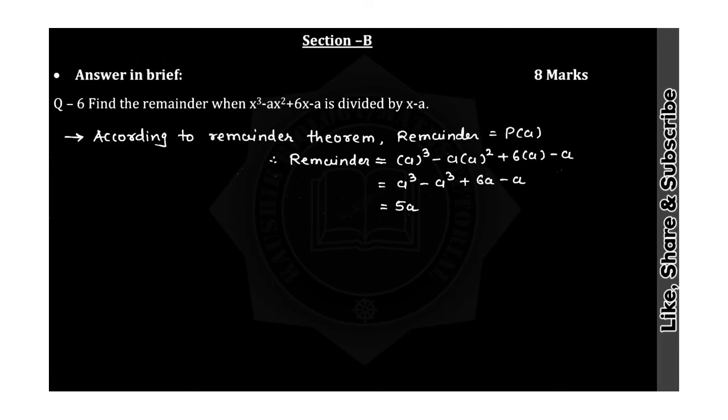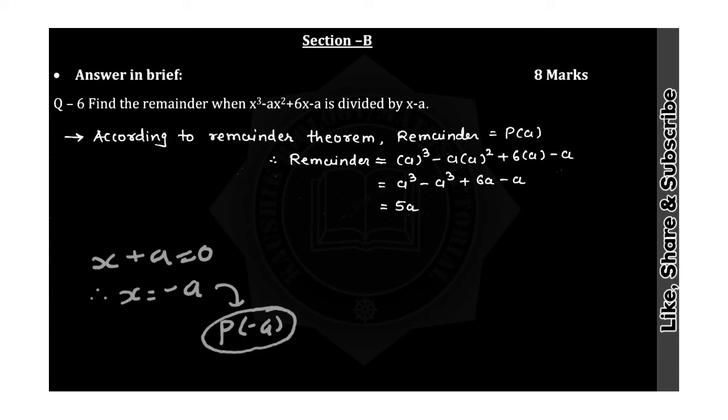Question number 6. Find the remainder when x cube minus ax square plus 6x minus a is divided by x minus a. Now according to remainder theorem, whenever your polynomial is divided by a linear polynomial, for example, if our linear polynomial is x plus a, then we take it equal to 0. So plus a goes to the opposite side, then it will be minus a. And when you substitute this value of x in your polynomial, that means p of minus a, then p of minus a will be your remainder. That is your remainder theorem.